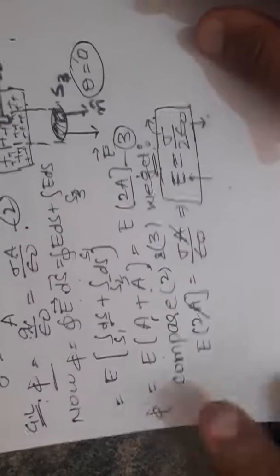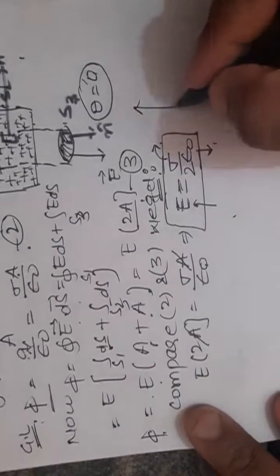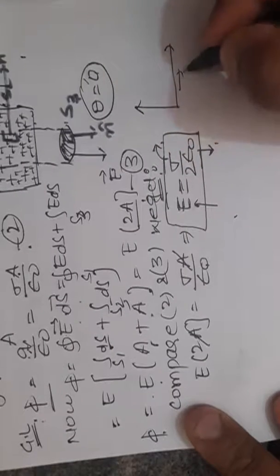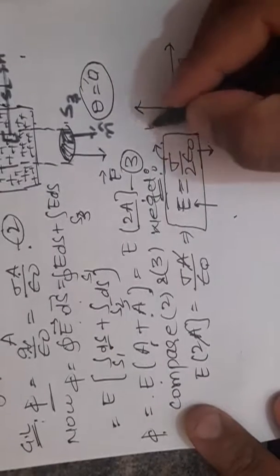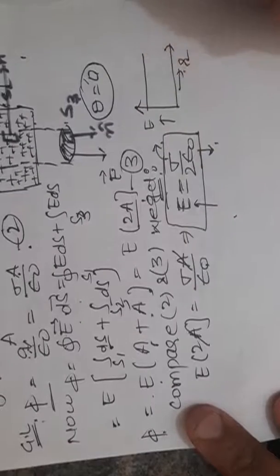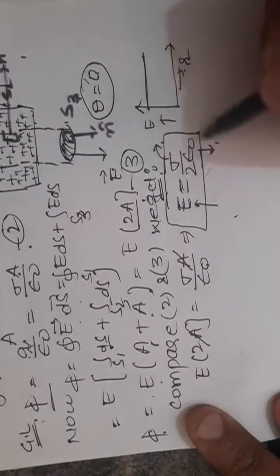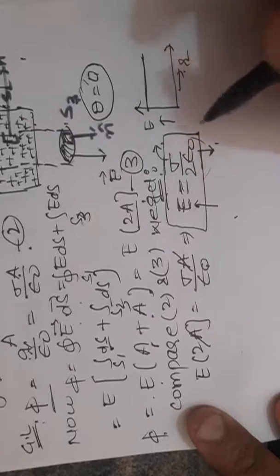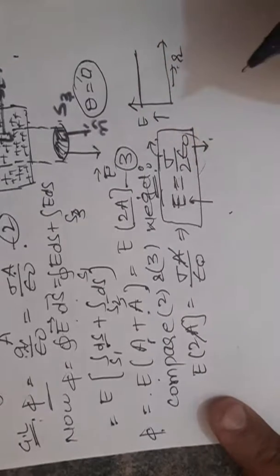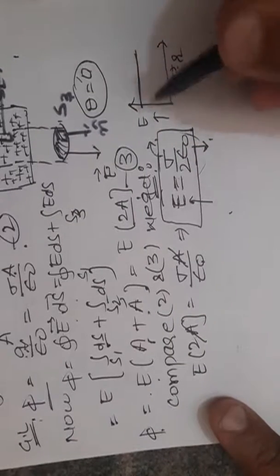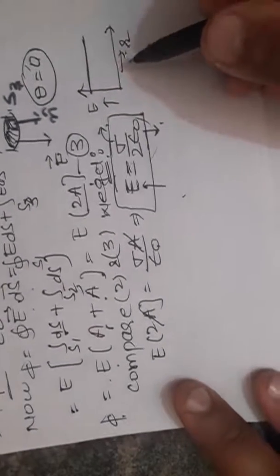Now the question comes, draw the electric field variation with the distance. This side is E, this side is R. What type of graph do you get? A straight line. Why a straight line? Because you can see it is independent of R. There is no term of R. That is why we are drawing a straight line.